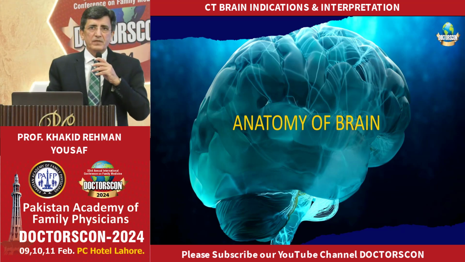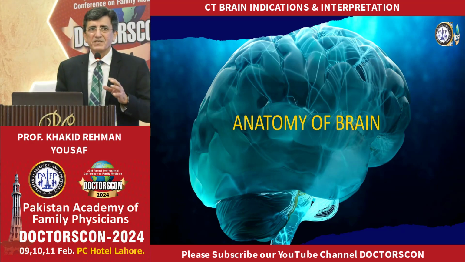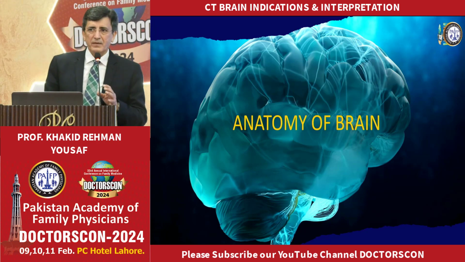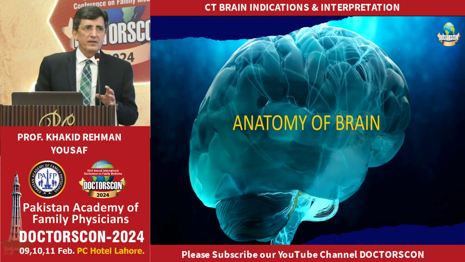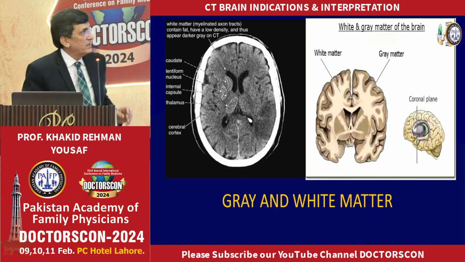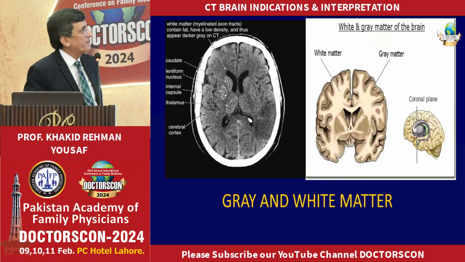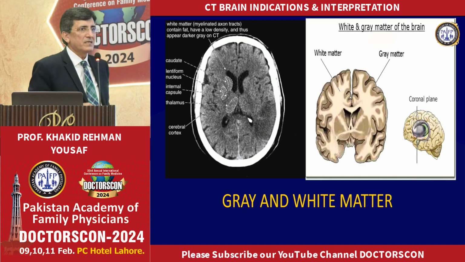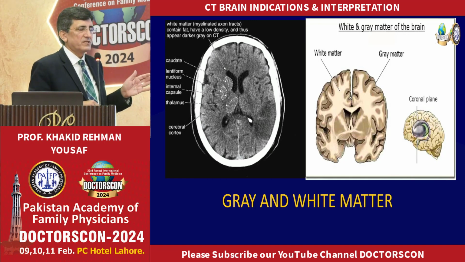Before going through the images and pathologies, we must have a clear-cut idea about the anatomy of the brain. I'll just show you a few images. This is one of the axial images of the brain. We see the gray matter and the white matter. Gray matter is slightly grayish in appearance on a CT scan, whereas the white matter is slightly lower and on the darker side. I told you, whatever is darker is towards the minus side.